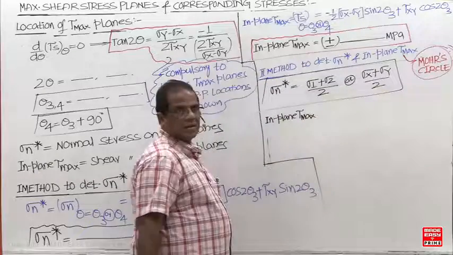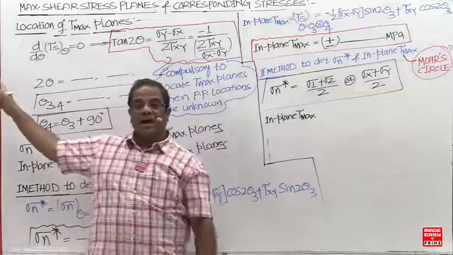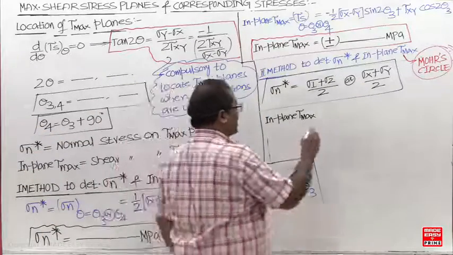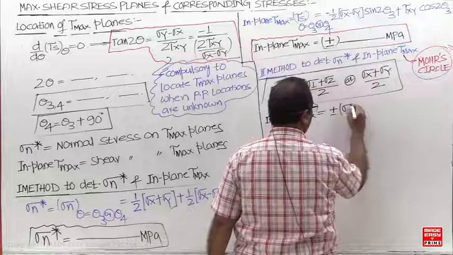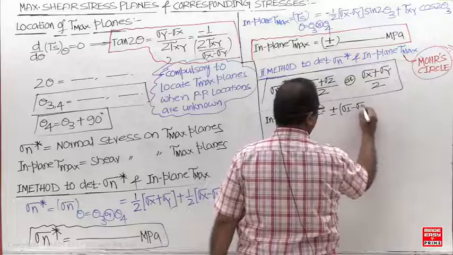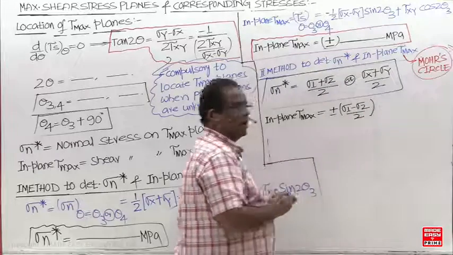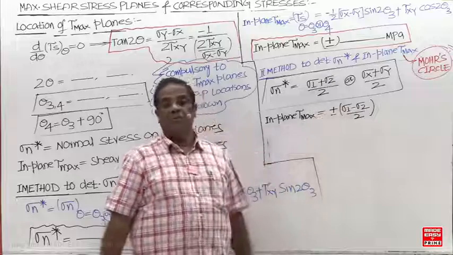In-plane tau max: this is the actual method. First you have to find theta and then substitute it. In place of this, directly you can use this: in-plane tau max equals plus or minus sigma 1 minus sigma 2 by 2.